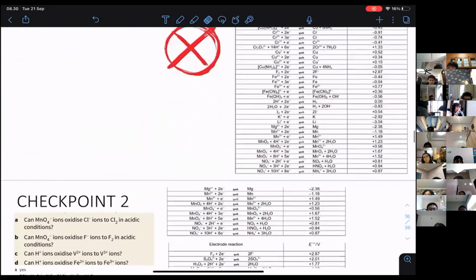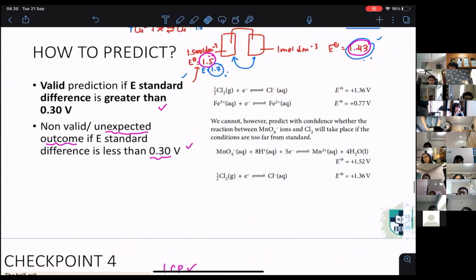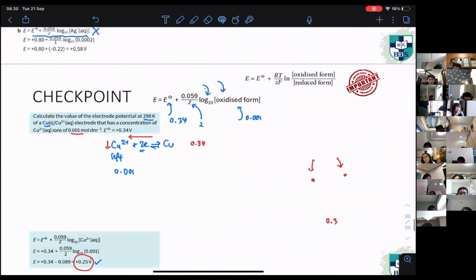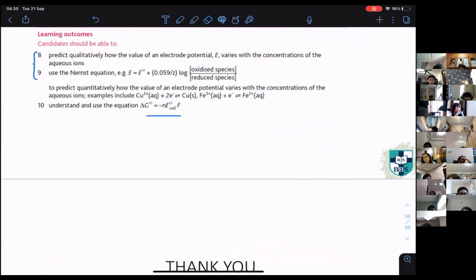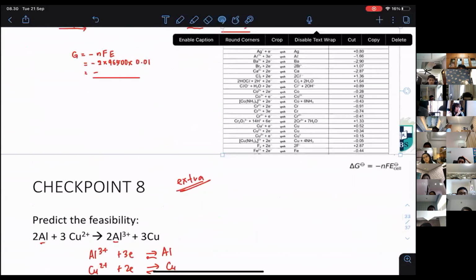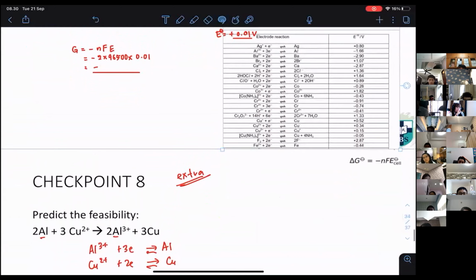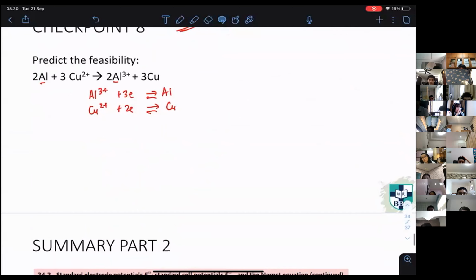Aluminium, negative 1.66. Okay, someone help me to memorize. Okay, negative 1.66. Copper, okay, I think we can just bring it here. Just paste it here. So if you look at aluminium, it's negative 1.66. I'll just write down negative 1.66.